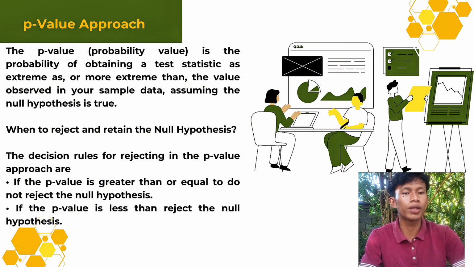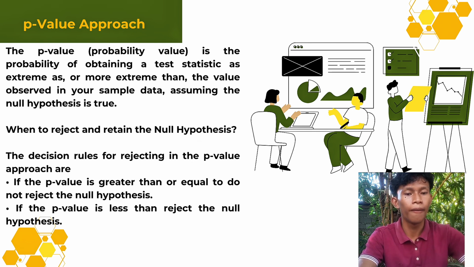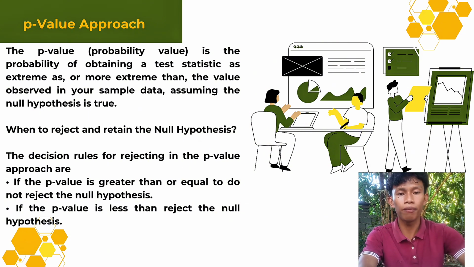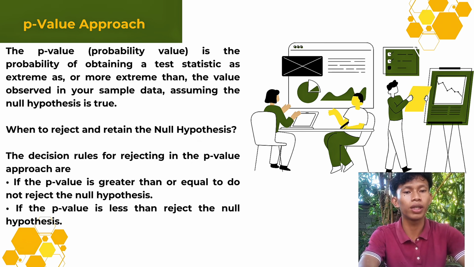Now, when to reject and retain the null hypothesis? The decision rules for rejecting in the p-value approach are: if the p-value is greater than or equal to alpha, do not reject the null hypothesis. But if the p-value is less than alpha, then reject the null hypothesis.